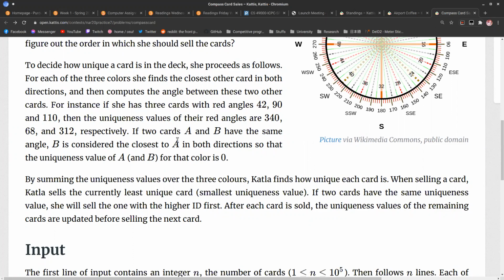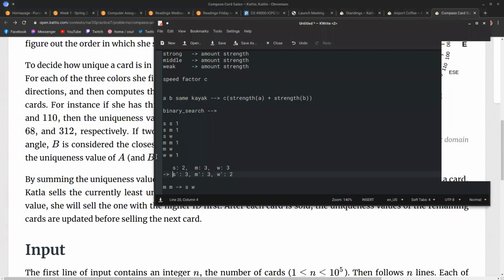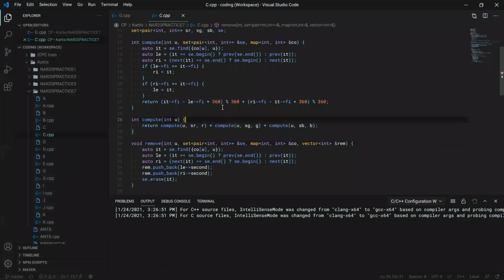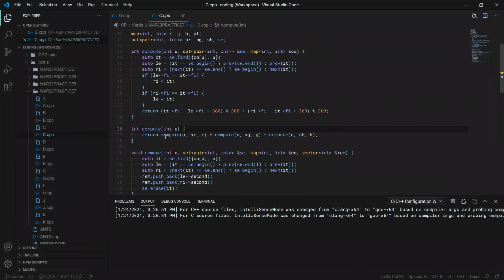in this case, you will need to manually check if there's any color that is similar to it. So this is what I did here. If there is a color similar to it, I will set the other direction to be that card too. Yeah.